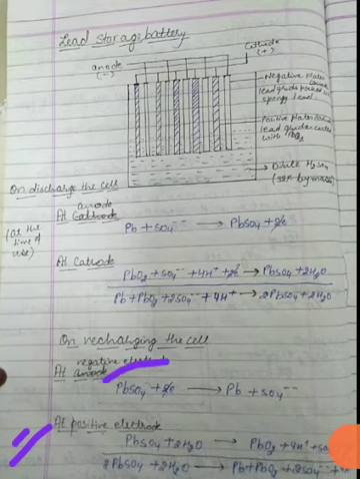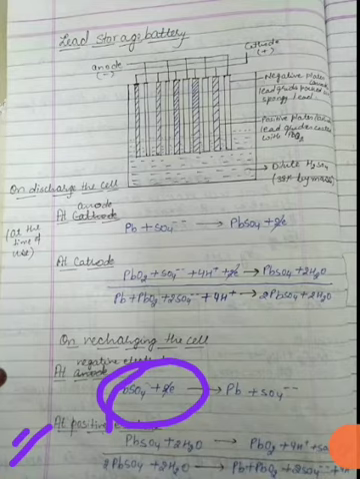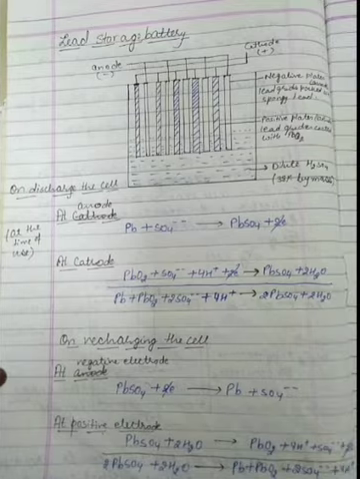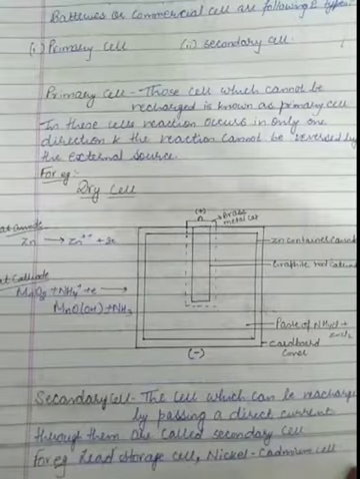You can see this with the electrons as well. Here it is gaining 2 electrons, and here it is losing 2 electrons. So now this will be the overall reaction. So this is about the lead storage battery and the dry cell.